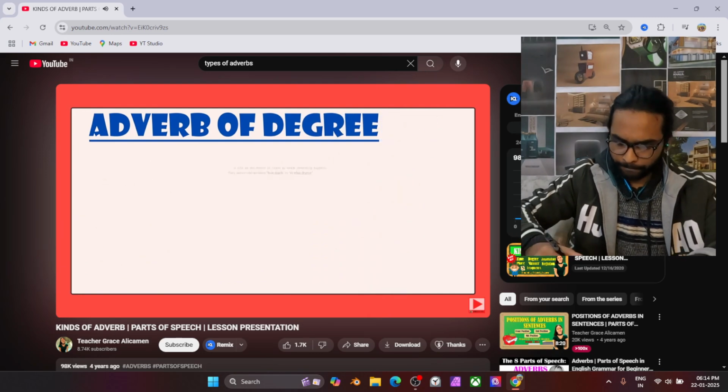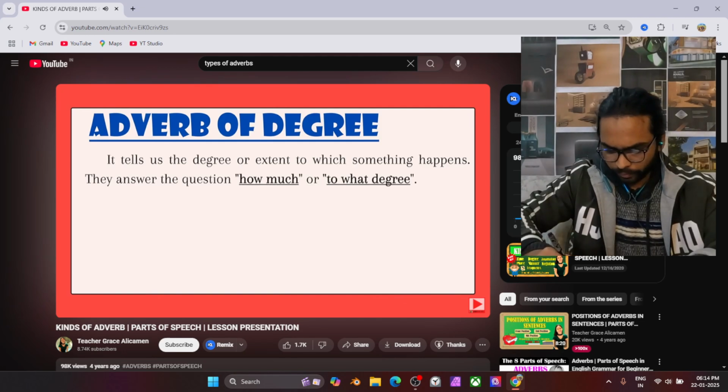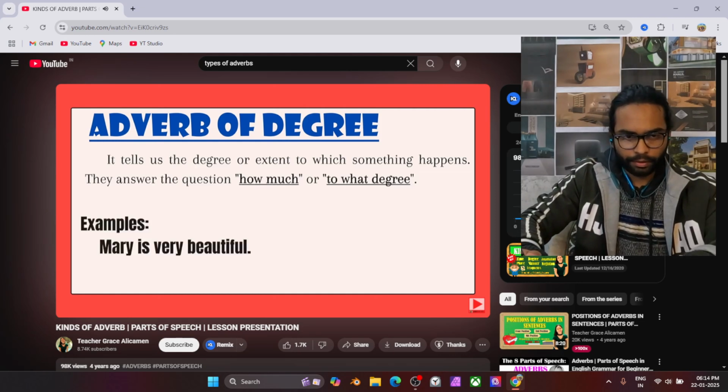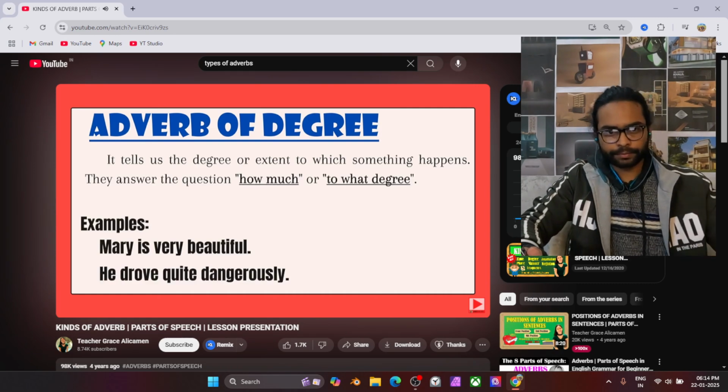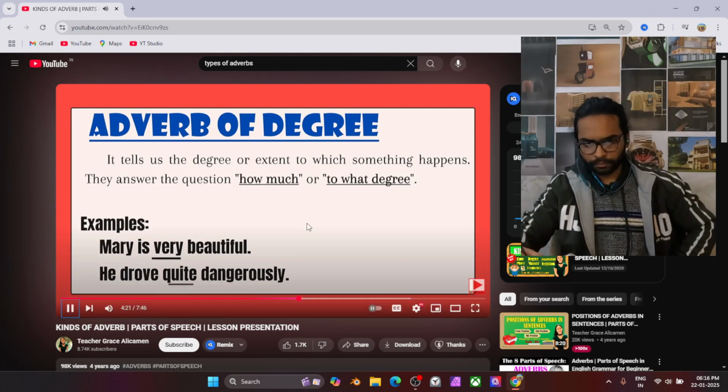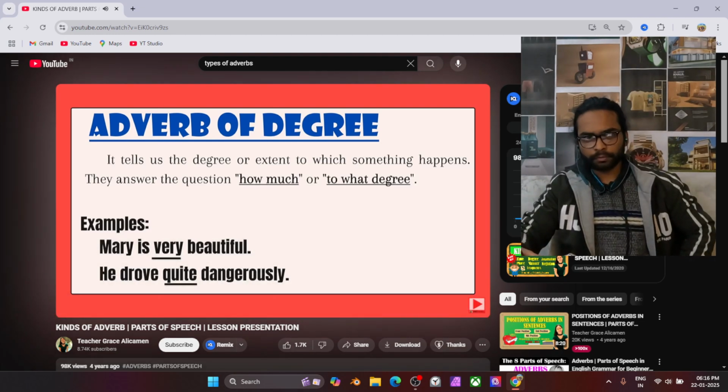Adverb of degree. It tells us the degree or extent to which something happens. They answer the question how much or to what degree. Mary is very beautiful. He drove quite dangerously. Very and quite are adverbs of degree.